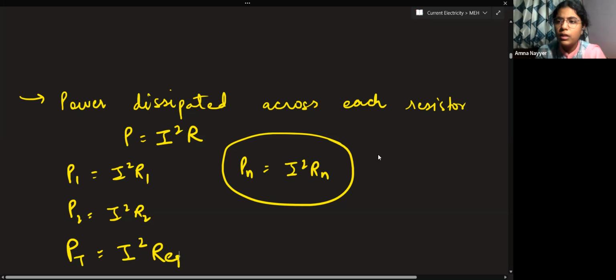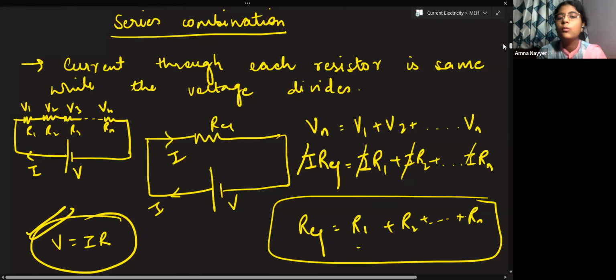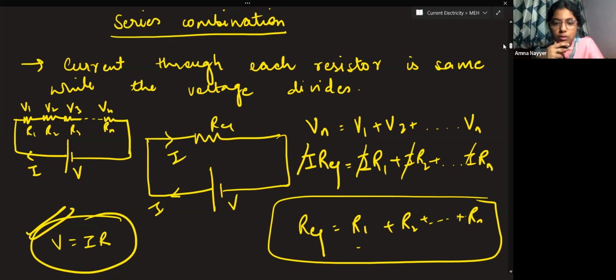We'll do a numerical right now, but before that, you have to note down these things. Then only you'll be able to do the questions. Note this down, then we'll do the question for series combination.